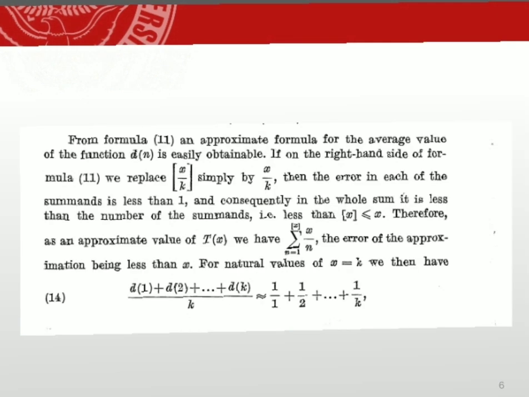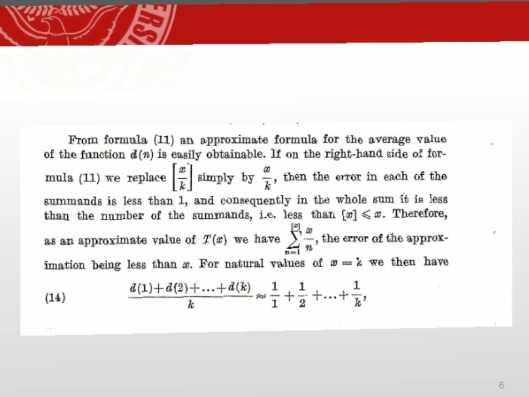From the formula, an approximate formula for the average value of the function d of n is easily obtainable. If on the right hand side of the formula we replace the integer part of x over k simply by x over k, then the error in each of the summands is less than 1, and consequently in the whole sum it is less than the number of the summands, or less than x. Therefore, as an approximate value of t of x, we have the summation with the upper limit of x and the lower limit of n equals 1, x over n. The error of the approximation is less than x.